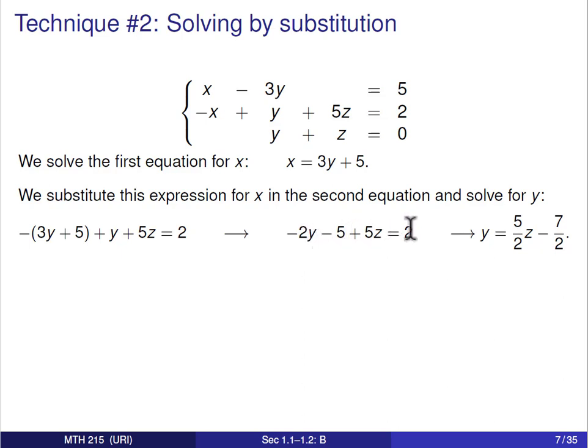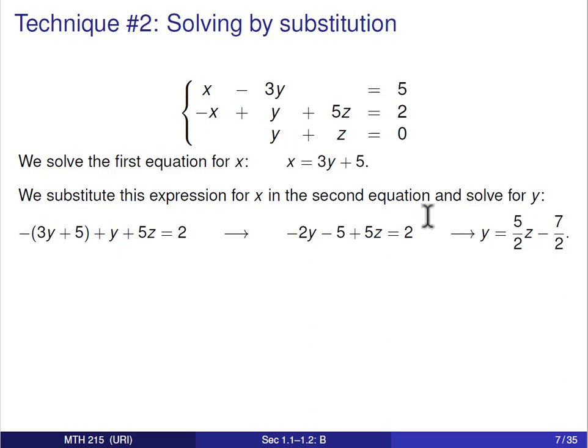So if I were to add the 5 over, that would make a 7. If I were to subtract 5z and then divide the whole thing by negative 2, I'll end up with y is equal to 5/2 z minus 7/2. Now, with this equation, I'll take a look here at the last equation. I don't have any x's actually, so this system is not as hard as it could be.